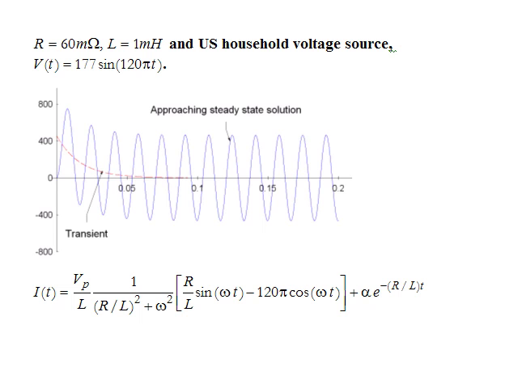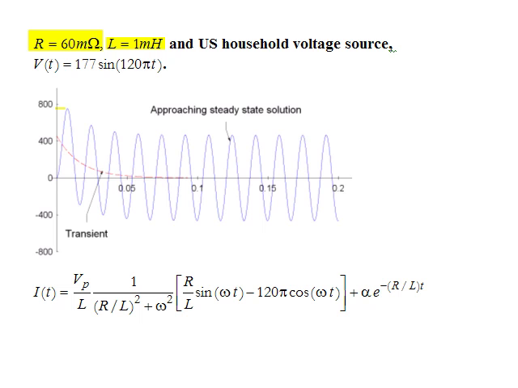So here's a graph of a solution for some particular values. Let's say we have a 60 milliohm resistor, the inductance is 1 millihenry, and using household current. Okay, the 60 cycle, not the dryer circuit, just regular household current. Here's what the current's going to look like.